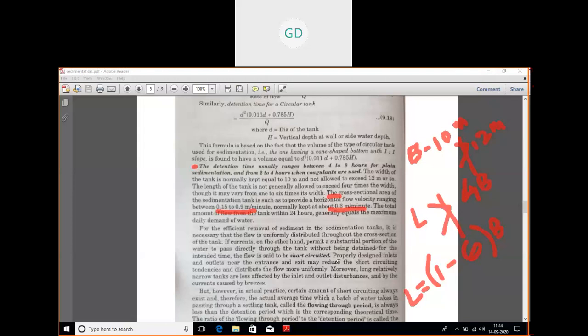Please write down, don't write the full sentence. These values you just need to remember for your numerical purpose. No need to memorize, just remember the values. So you can write in short form: the cross sectional area of the sedimentation tank should be between 0.15 to 0.9 meter per minute, and it should normally be kept at about 0.3 meter per minute. This next line is not required. Write up to this line, then write down quickly.